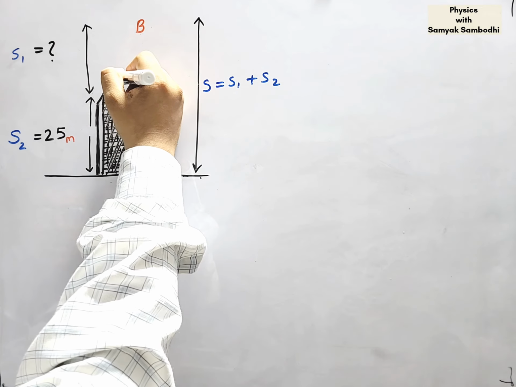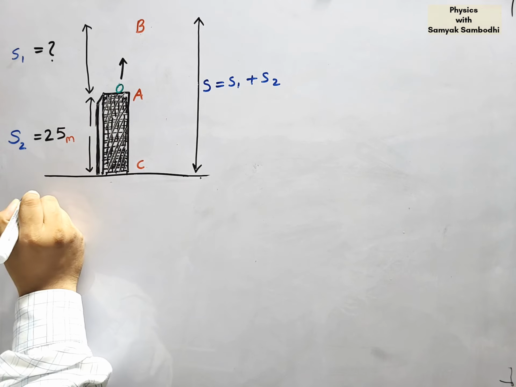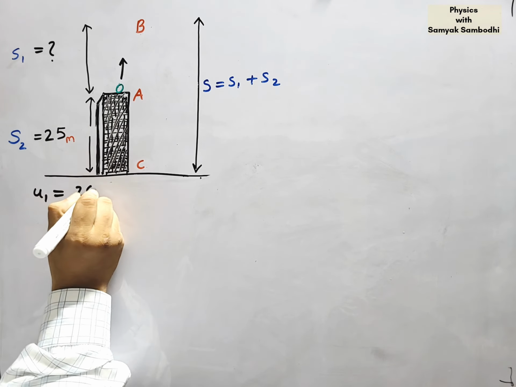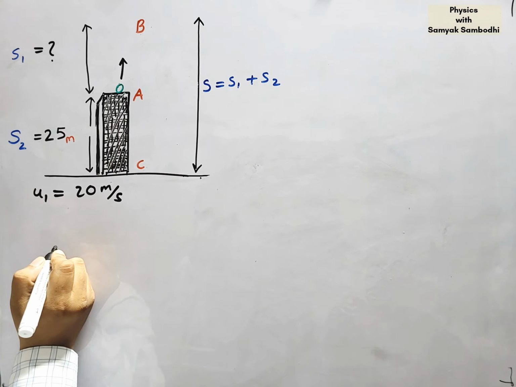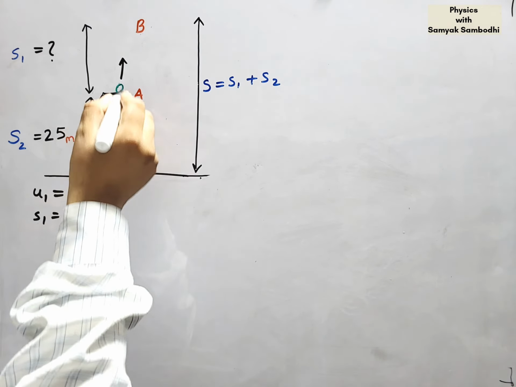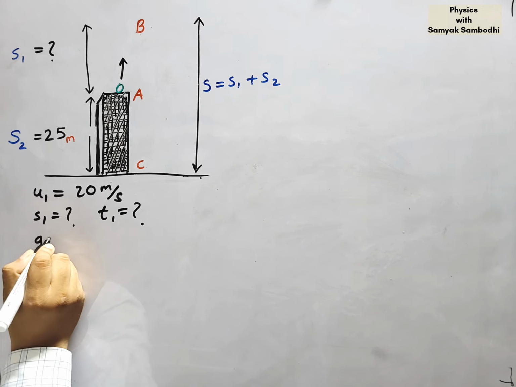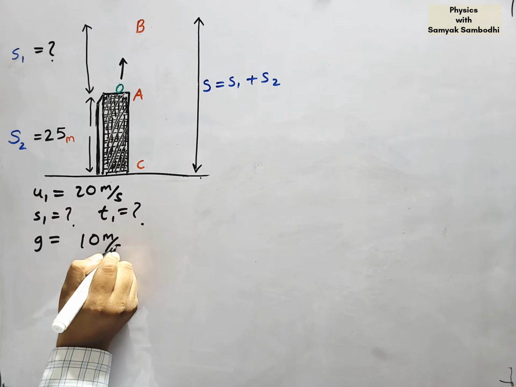In this question, the ball is thrown vertically upwards from the building of height 25 meters. The initial velocity of the ball, u1, is given as 20 meters per second. We have to calculate the height which is attained by the ball, that is s is equal to question mark, and also we have to find out the time, question mark. Another given value is acceleration due to gravity, that is 10 meters per second square.